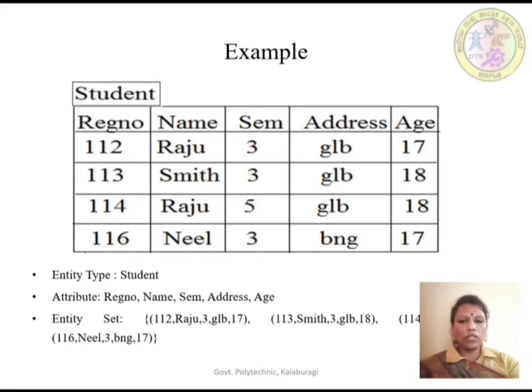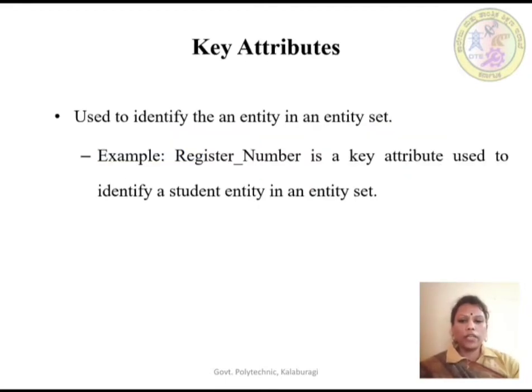So I think you have understood what is entity type and entity set. Let's move on to our next topic, that is key attributes. What are key attributes? Attributes we have already seen, that is the property of an entity. And in that we have key attributes. These key attributes are used to identify an entity in an entity set. For example, a register number is a key attribute used to identify a student entity in an entity set.